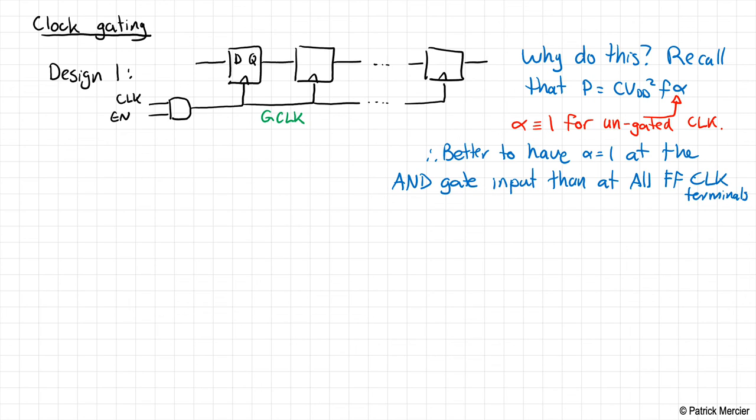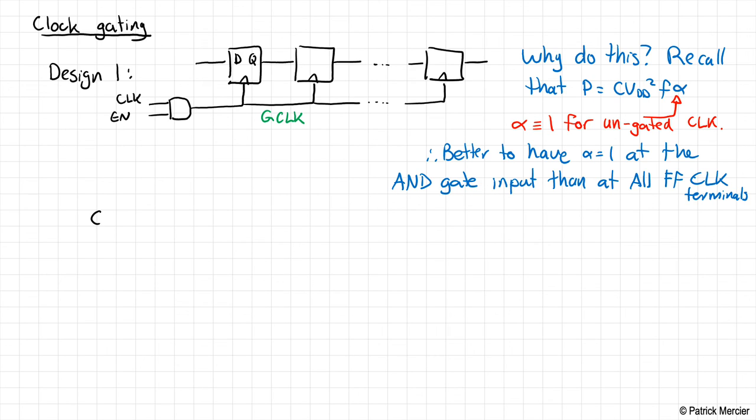If there's a ton of flip-flops in a row here, then C is going to be a huge number times alpha, which is equal to 1 in this definition. That is much worse than having alpha equals 1 with C of the AND gate only, and then alpha is a very low number for the rest of those flip-flops. So this seems like a good idea. All right, so what's the problem?